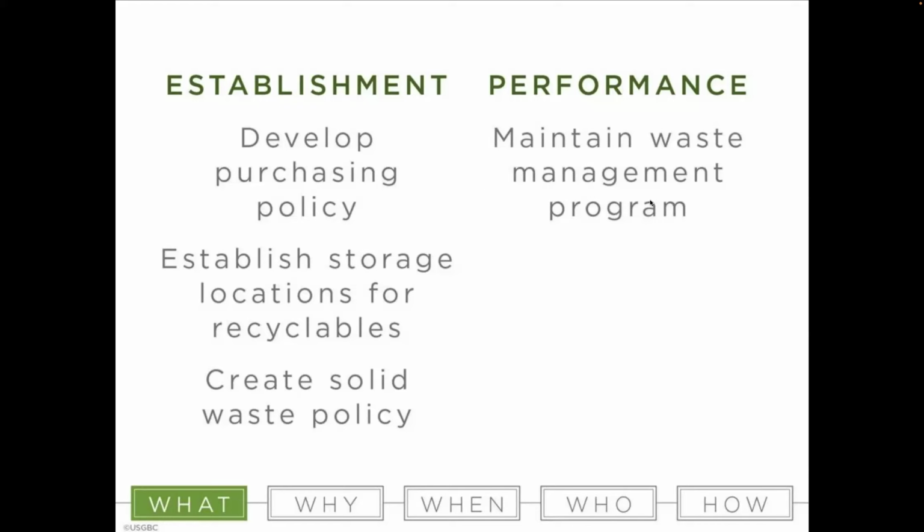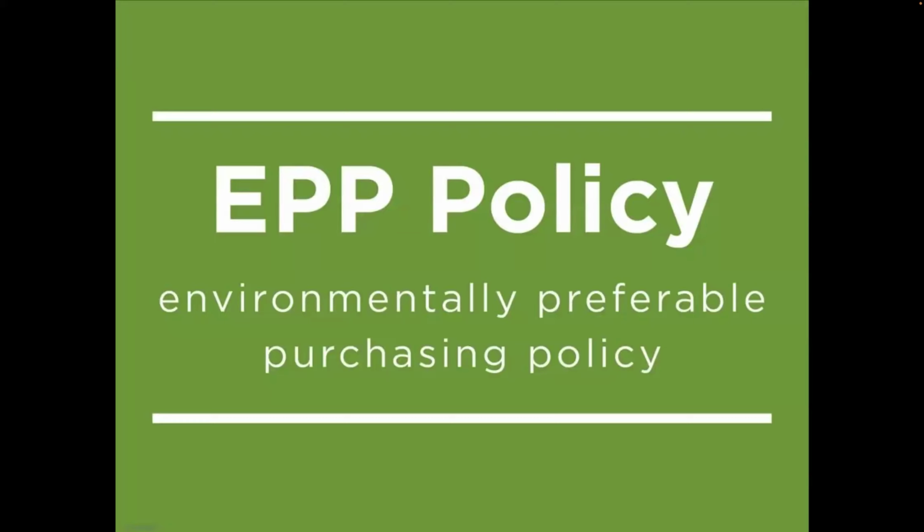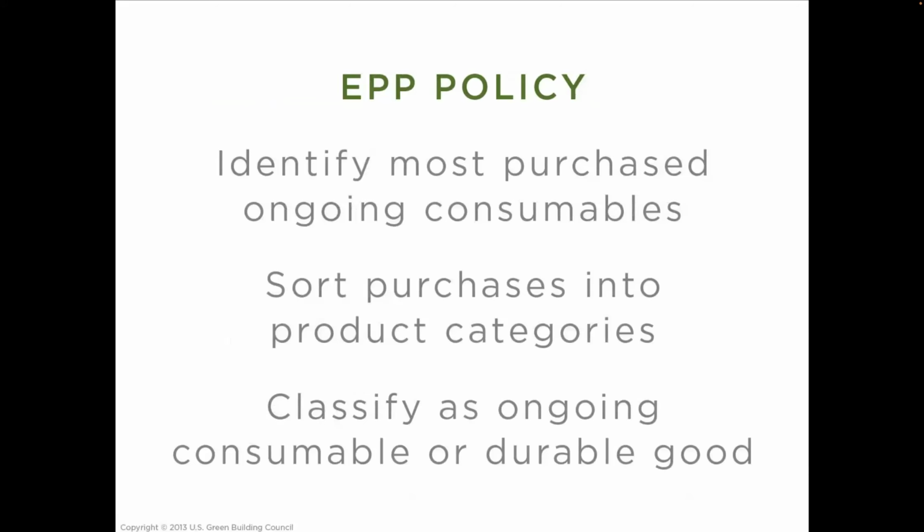And then you maintain a solid waste program, which is having a recycling program. So you've got your blue bins, your waste bins, and hopefully your compost bins as well. Especially now that it's required here, at least in San Diego. You have to be able to separate all three of those waste streams. So we call it an EPP policy, an environmental purchasing policy. Identify the most ongoing consumables. The top 5 essentially is what they ask for. You can do more, obviously.